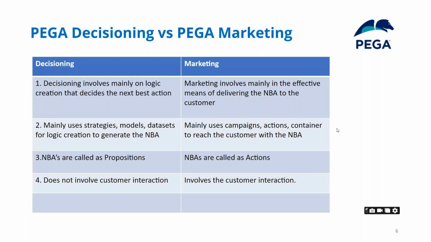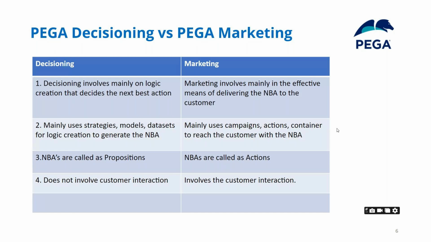So I'm just mentioning the same thing we are doing here, just an example of how Pega decisioning and marketing work together. Now let us understand more about the difference between Pega decisioning and marketing. Pega decisioning mainly involves logic creation, that is, identifying the next best action. That means for a given customer, for example customer ID 100, customer John, what is the next best action for this customer?